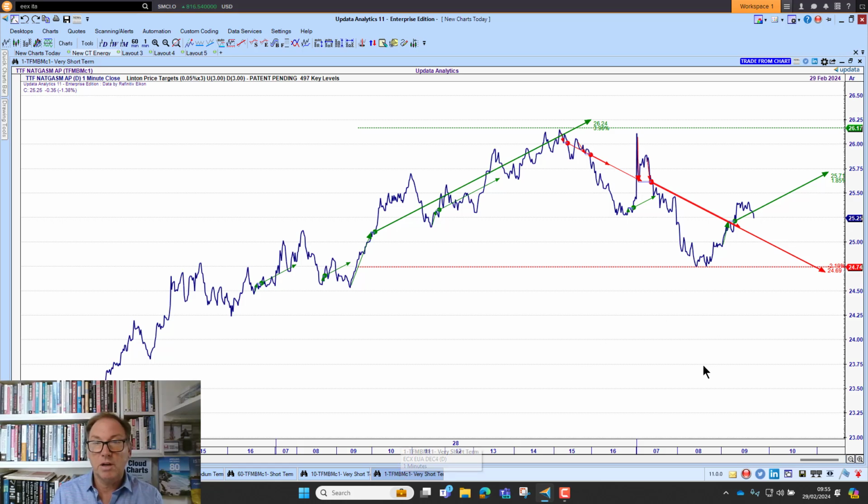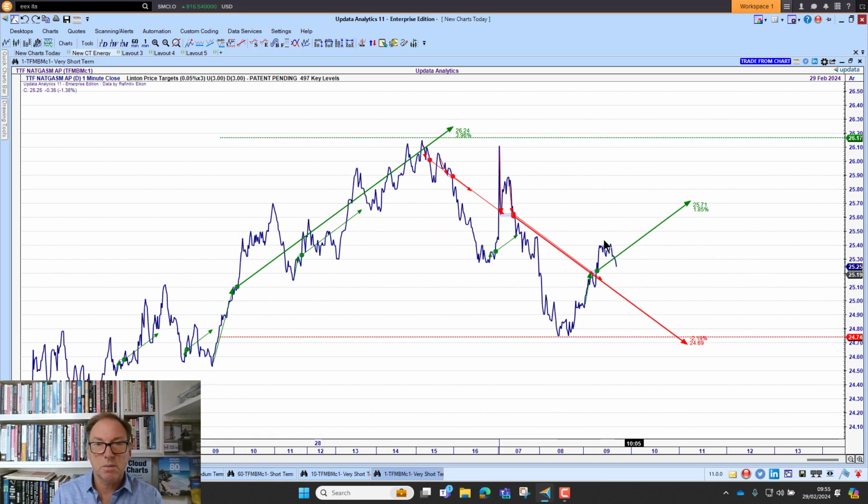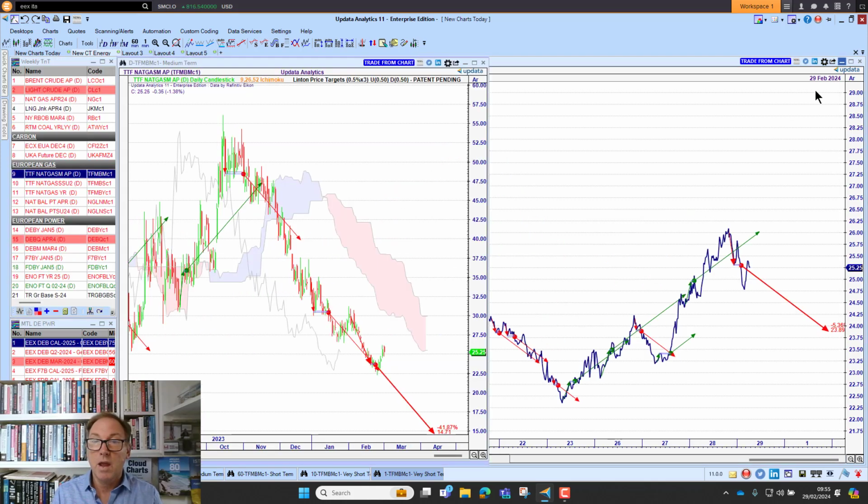And if we look at the 1 minute charts, if you're trading gas, you really want to be watching these targets. New upside targets just kicking in at the moment. That's the one that's in train right now, but we did have these targets this morning, so we've got to be aware of those as well.